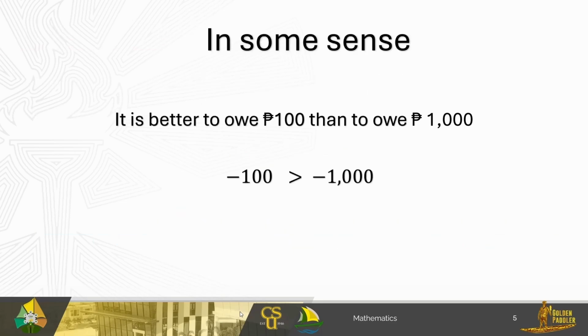In some sense, it is better to owe 100 pesos than to owe 1,000 pesos. In short, we have negative 100 is greater than negative 1,000.